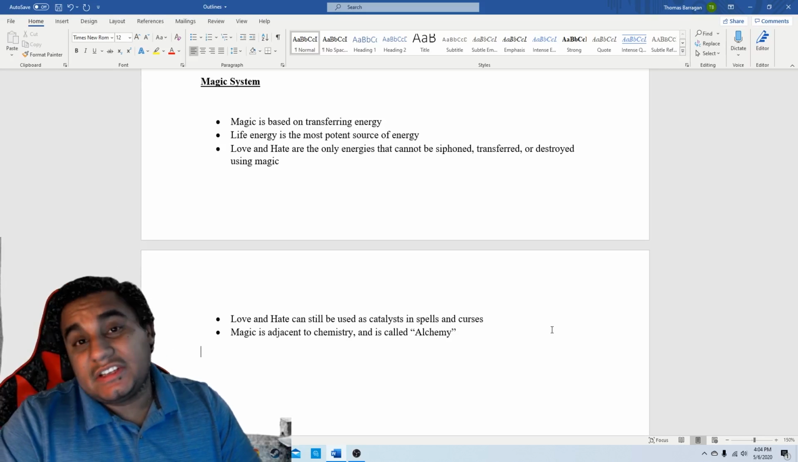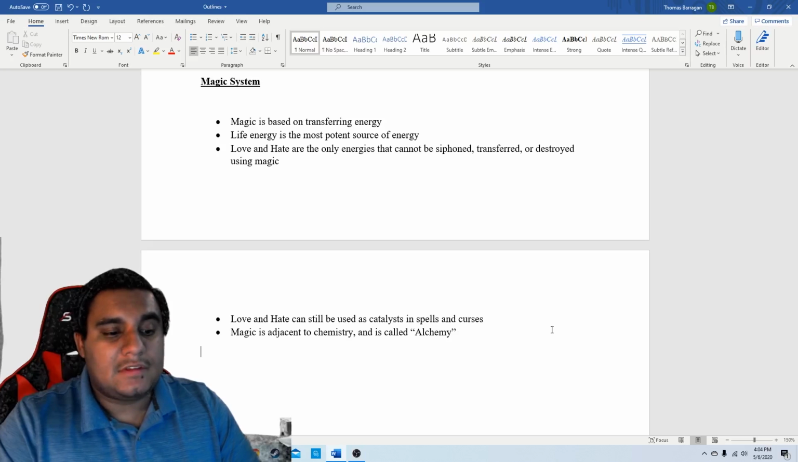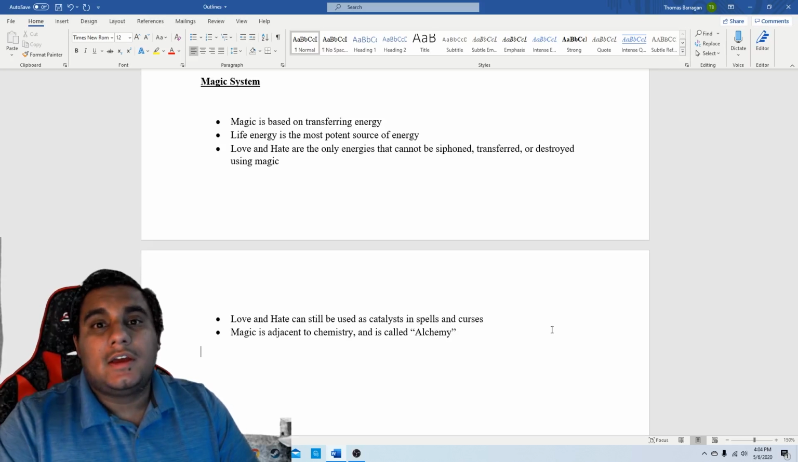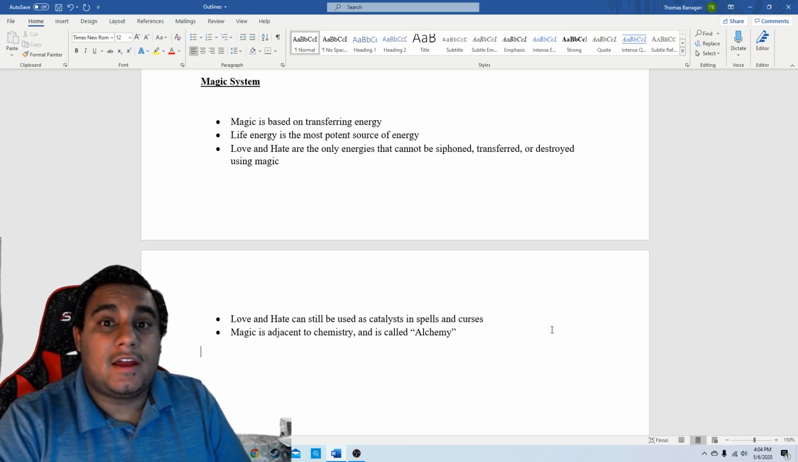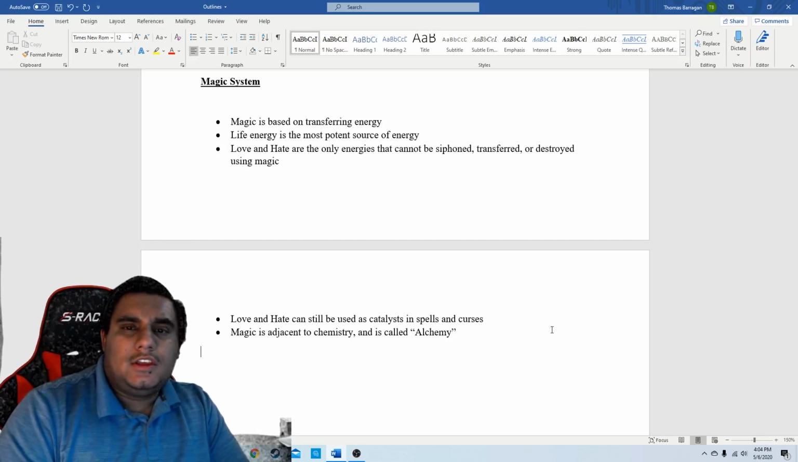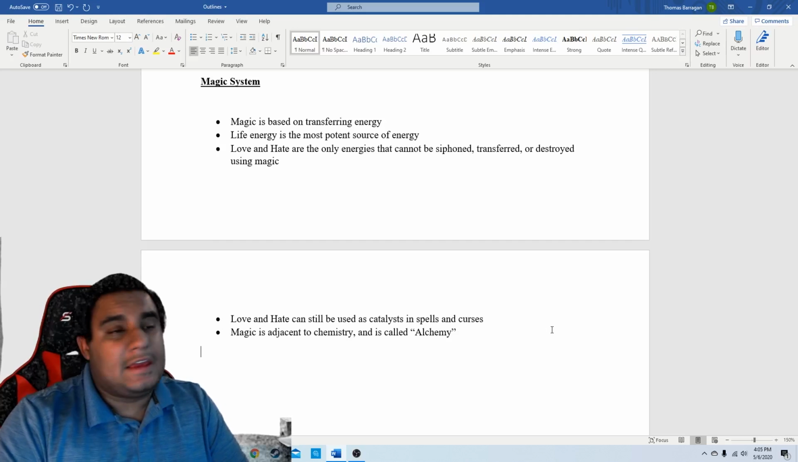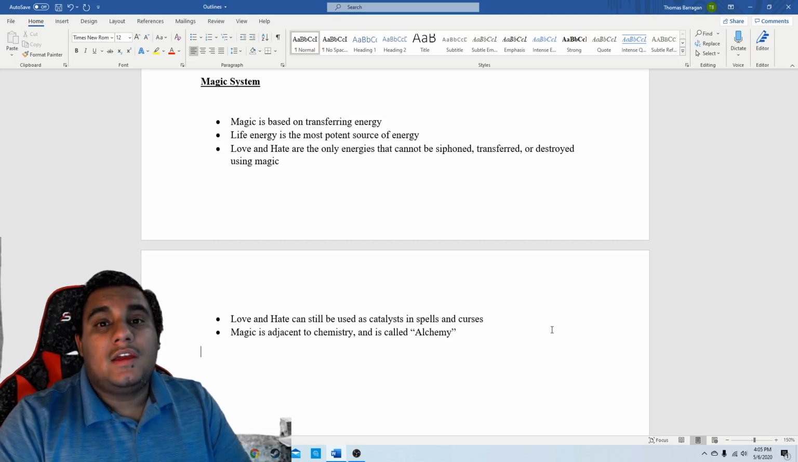Magic in this universe is adjacent to chemistry, and so it's called alchemy. So when people need to gather ingredients for a certain spell, they have to think about the properties of that ingredient as they pertain to magic. Just imagine a periodic table full of magical elements like wormroot or witch hazel, or, I don't know, whatever you would use for magic. And each of those things has a different effect. Like, I guess sage would be purification. That's how the magic system is working in this universe.